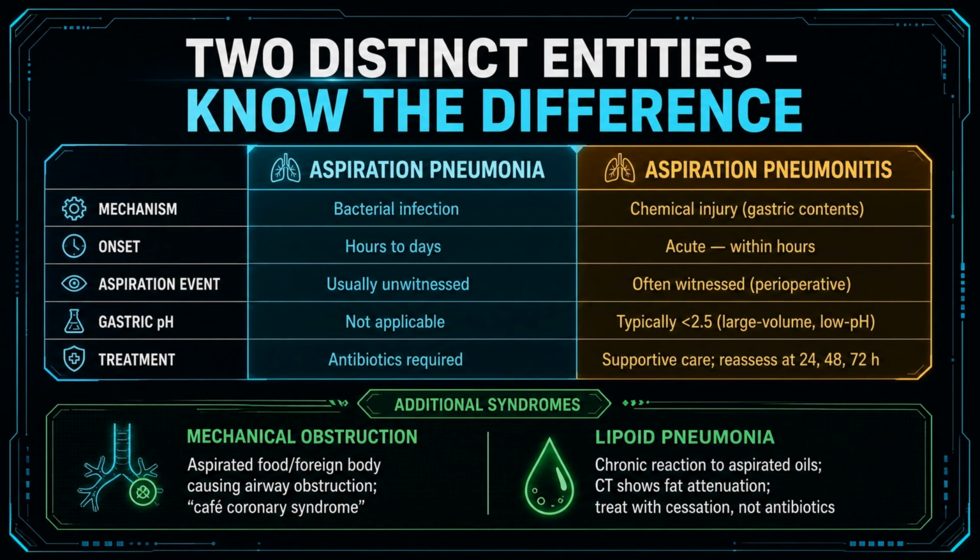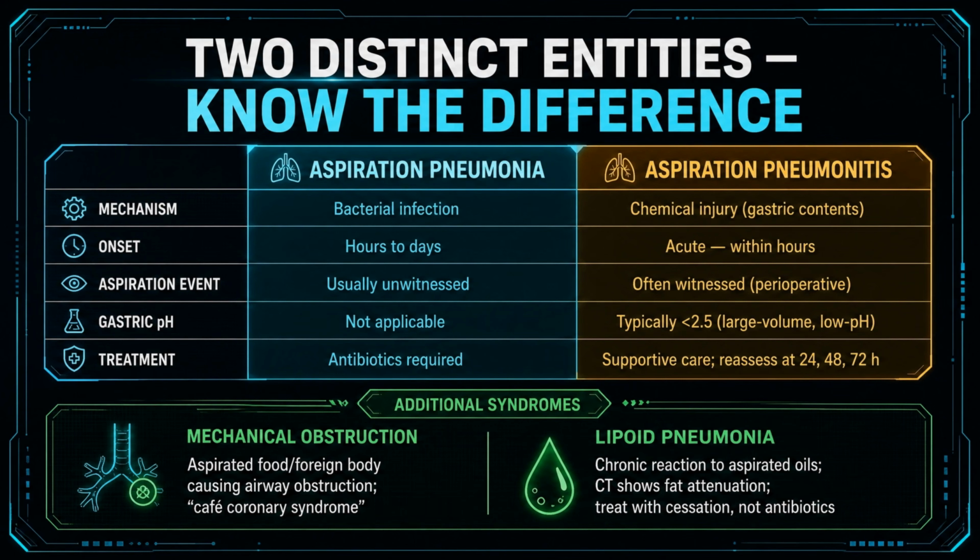They are fundamentally different entities requiring different management. Aspiration pneumonia is a bacterial infection resulting from the aspiration of colonized secretions. The onset is typically subacute, developing over hours to days. The aspiration event itself is usually unwitnessed. Because it is an infection, antibiotics are required.